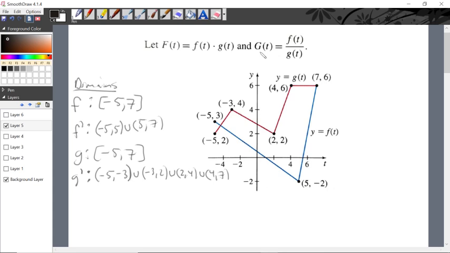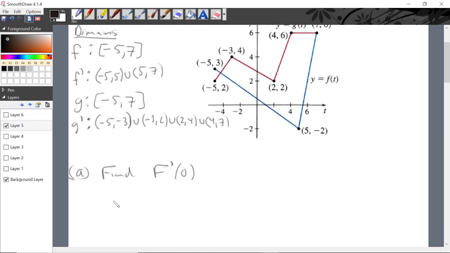I'm going to start by finding the derivative, so the big F prime of 0. Okay, so we'll say part A. Find big F prime of 0. Now in order to find it, first I want to find a formula for big F prime of t, by using the fact that big F of t is a product. Okay, so here's our first step.